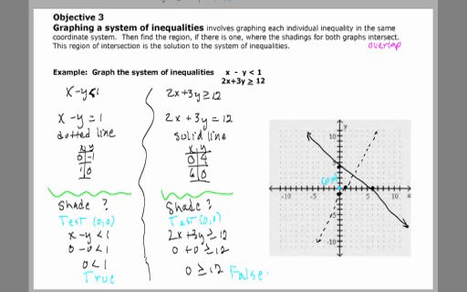Now, let's put this together. For the dotted line, I found out that the test point was true, so I'll shade in this direction. So my dotted line gets shaded in that direction. For my solid line, which is here, I found out that the test point was false. That means for my solid line, I'm not going to shade the side with the test point. I'm going to shade the opposite side, which would be here.